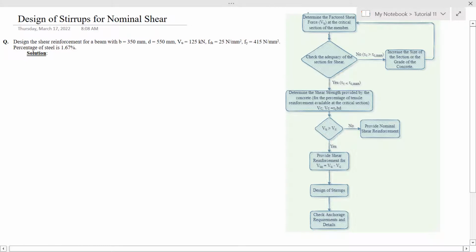So here I have made a flowchart which you can see on the right hand side of your screen for the design of shear reinforcement. Let's ignore this flowchart for today and let's just focus on the problem.